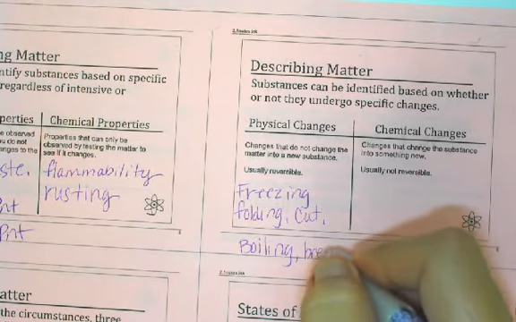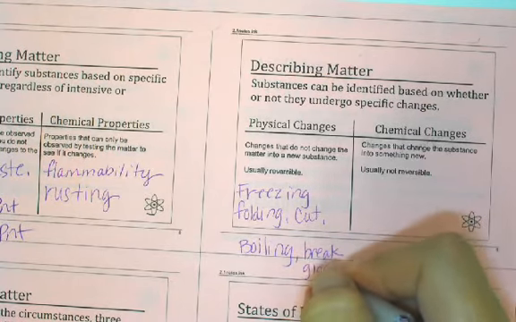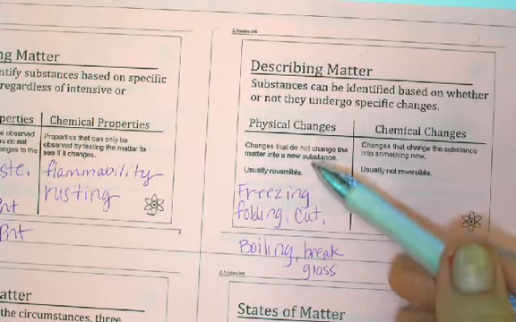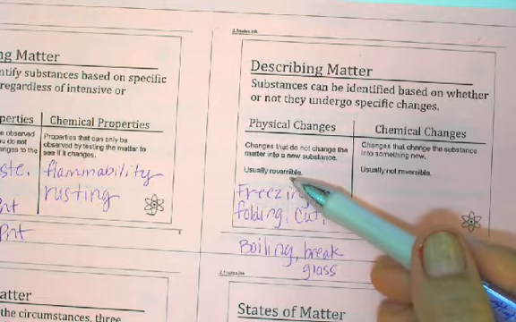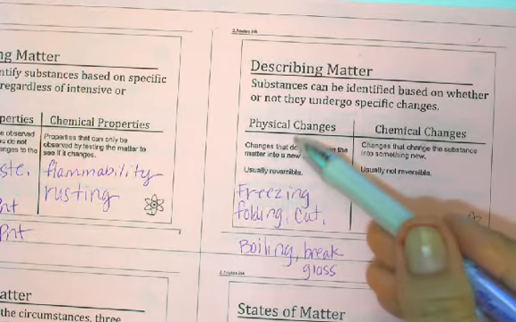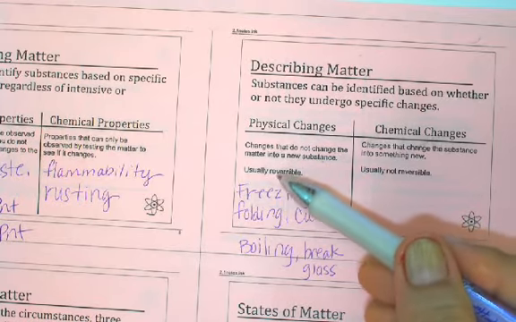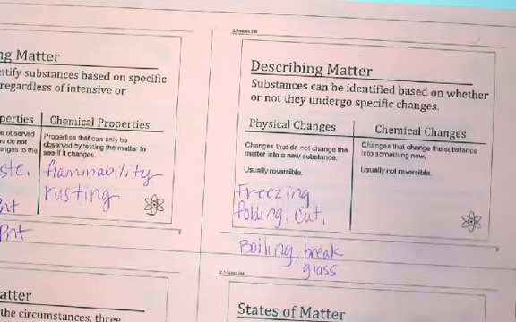If I break glass, I didn't change it into a new substance, but I can't really reverse that on my own. It's still physical though. Usually both of these things are true, but as long as one of them is true, we can say that it's probably a physical change.